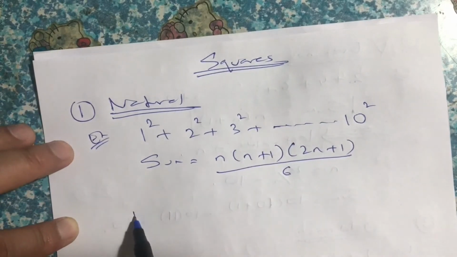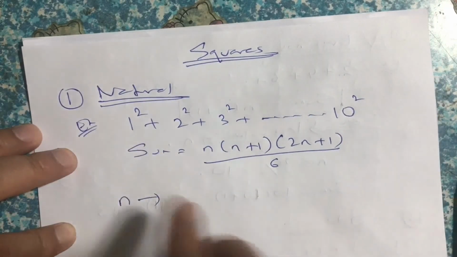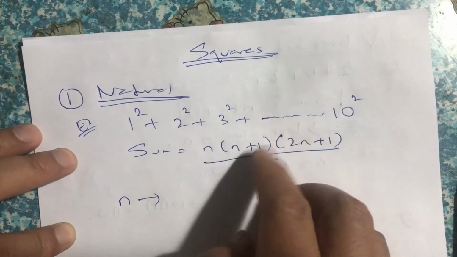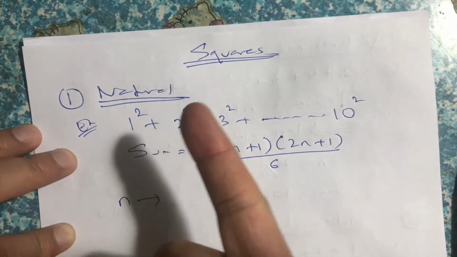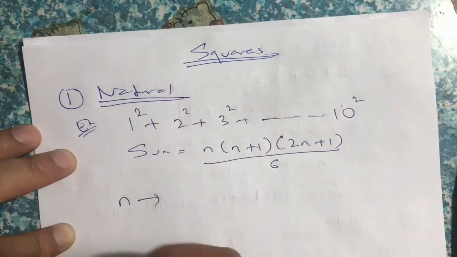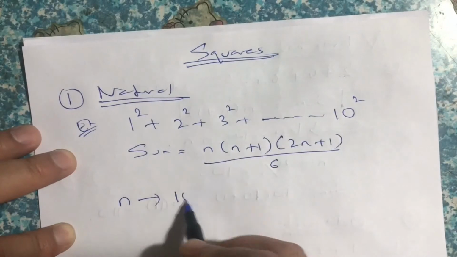Okay, so over here first we need to find n. So how much is n? We check how many terms we have. We have 1, 2, 3, like that. It goes up to 10, which means obviously there are 10 terms, because 1 square is the first term, 2 square is the second term, 3 square is the third term, then 4 square, 5 square, and it keeps on going up to 10 square. So n is equal to 10.